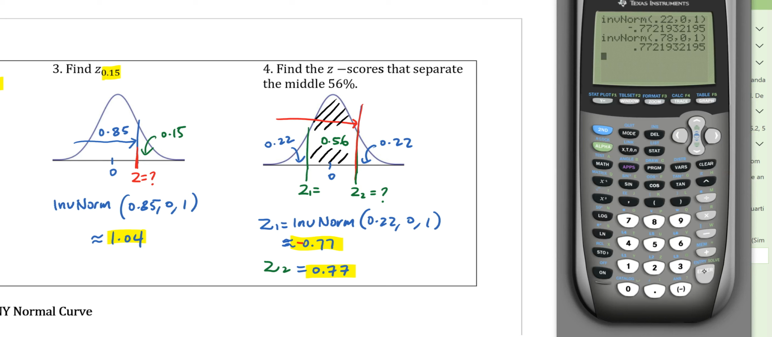All right, so this completes the review for the standard normal curve and z-scores. Now in the next lesson, I'm going to go over other normal distributions, which is 7.2.